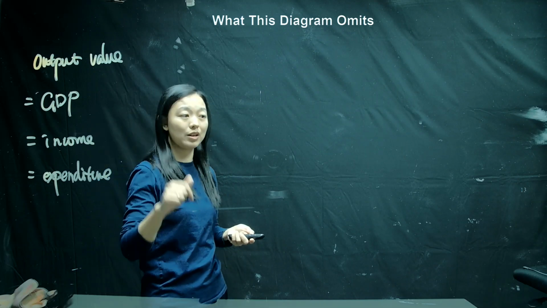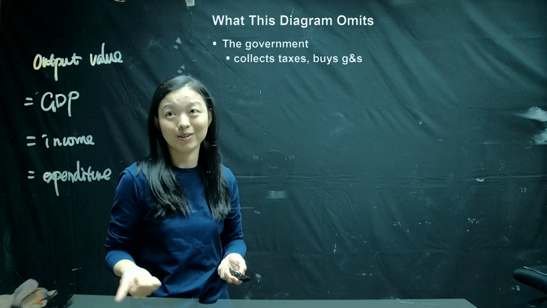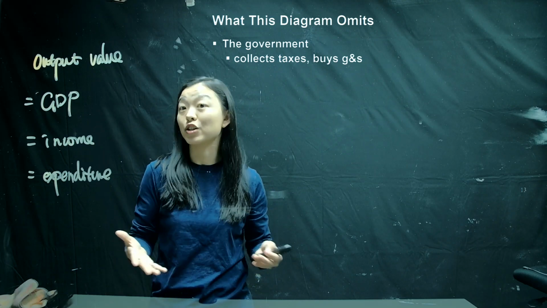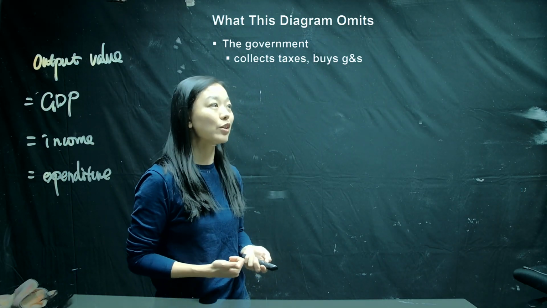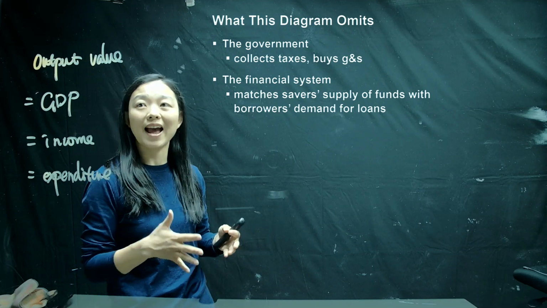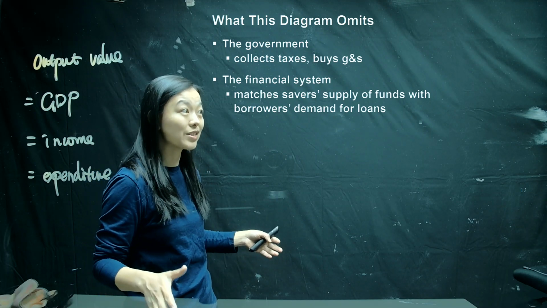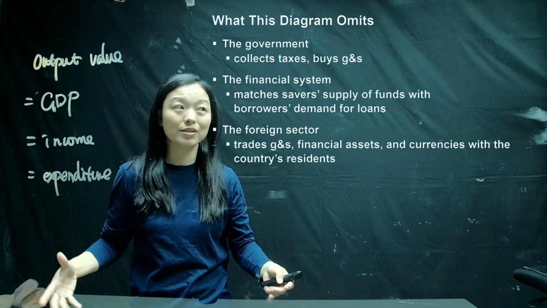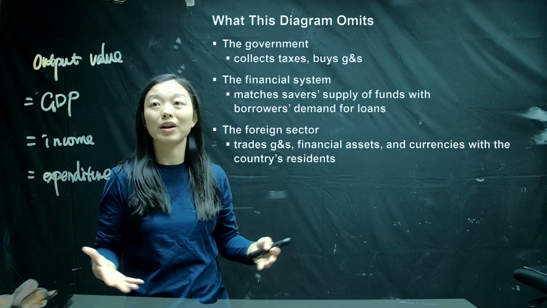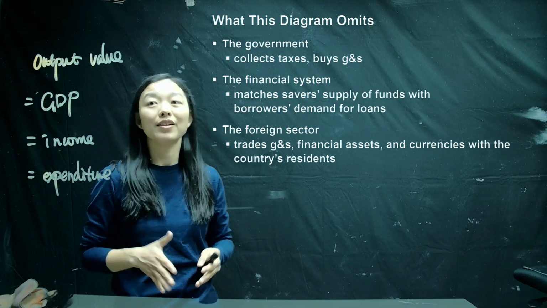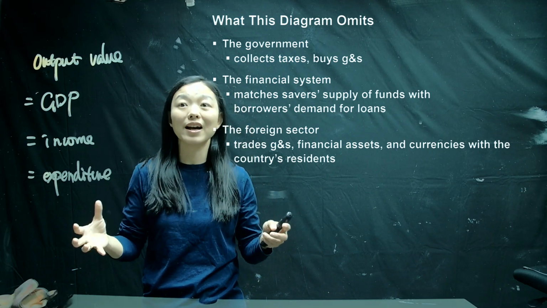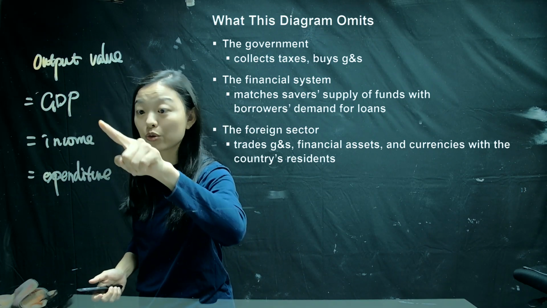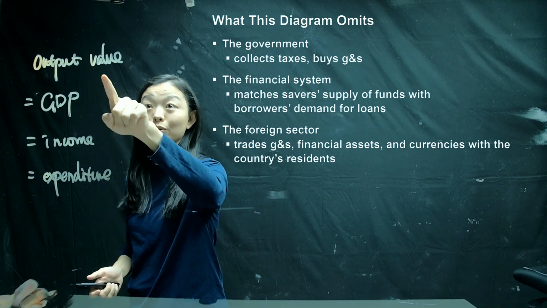It will definitely omit an important part, that is government. Government will collect taxes, and government can also buy and consume goods and services. In this diagram, we didn't mention anything about a financial system, right? And we also didn't mention anything about the foreign sector, so the foreign sector is also omitted in this circular diagram. Therefore, I would like to say the circular diagram is just a very simple way to show you why the GDP will equal income, equal expenditure, and equal the output value.